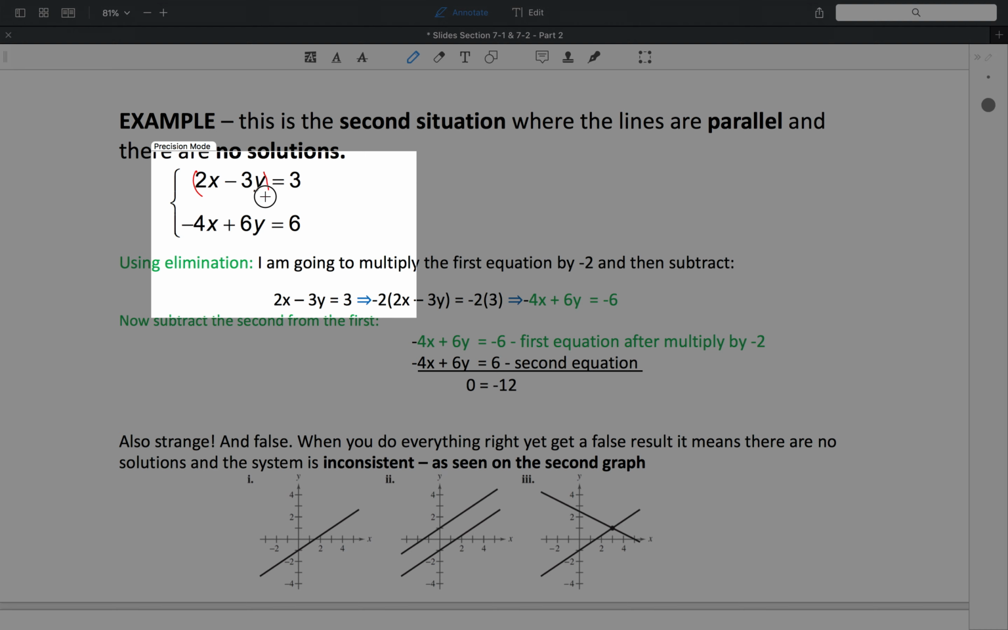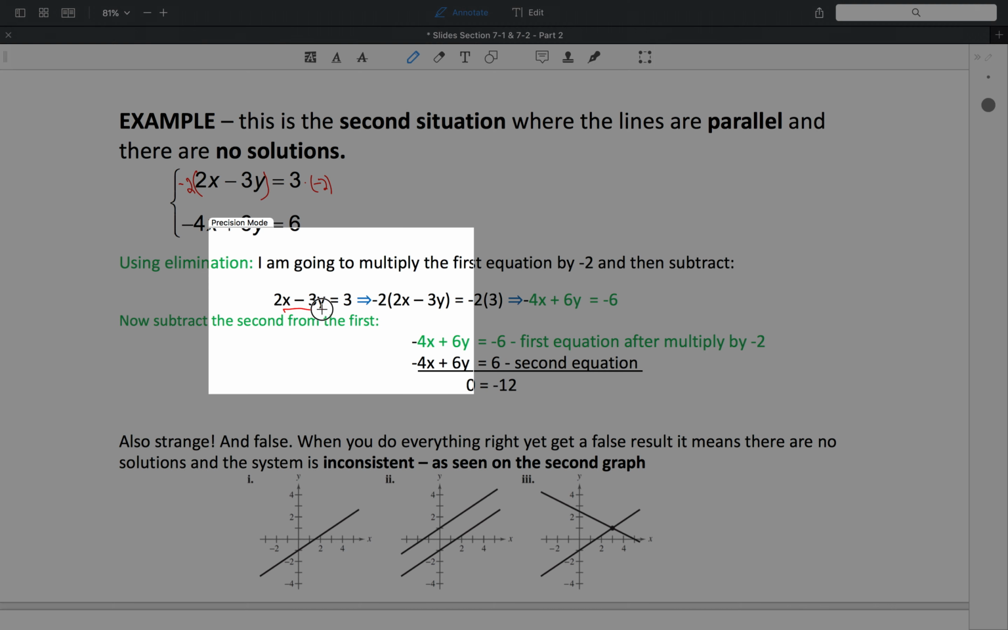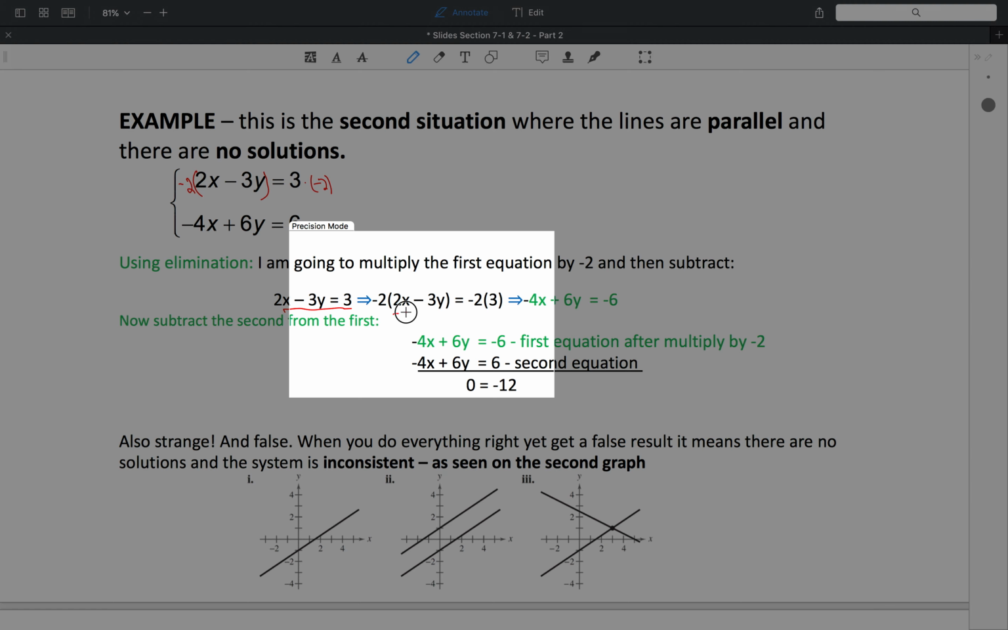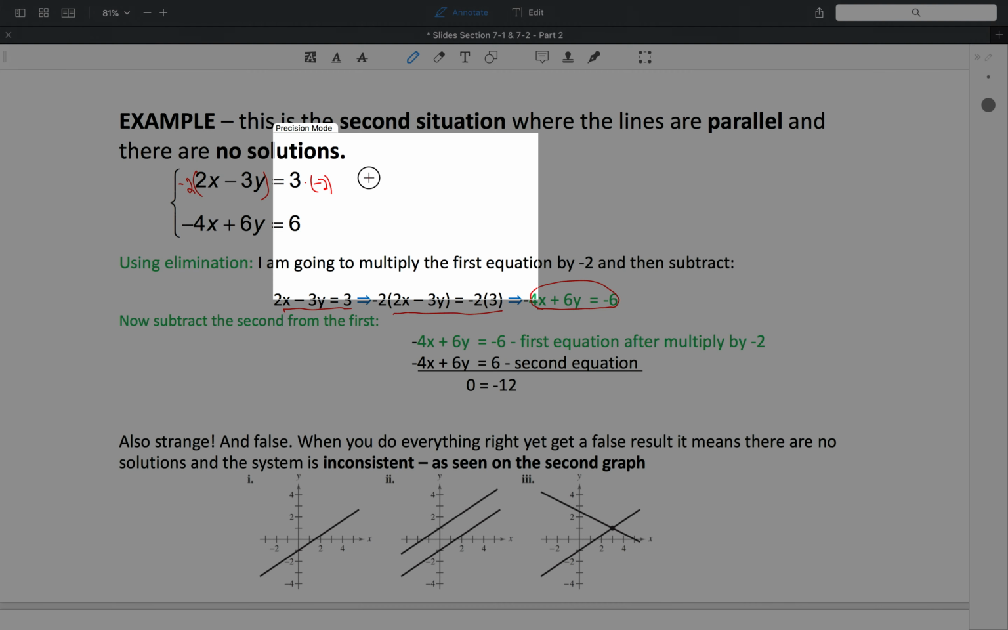And I notice here that I can eliminate if I multiply both sides here by minus 2. I'm going to do the same thing again. And then what I get, so I'm going to do that down here. I take the first line, multiply it times minus 2, and then I do the math and I get 4x minus 6. So this is really here, this is 4x, minus, sorry, plus 6y equals minus 6.